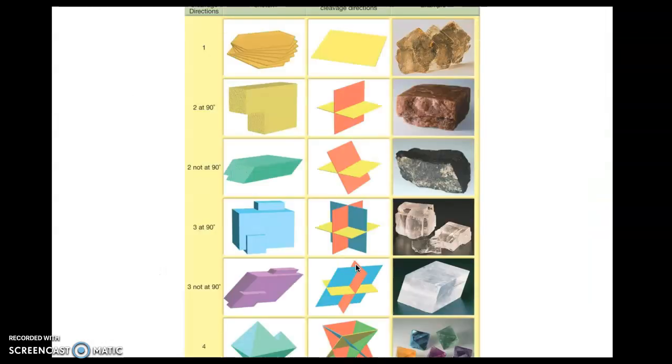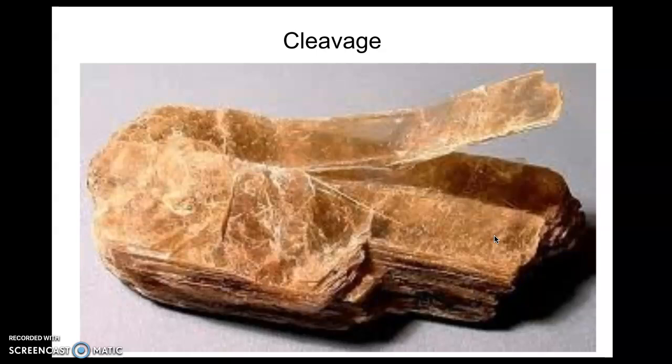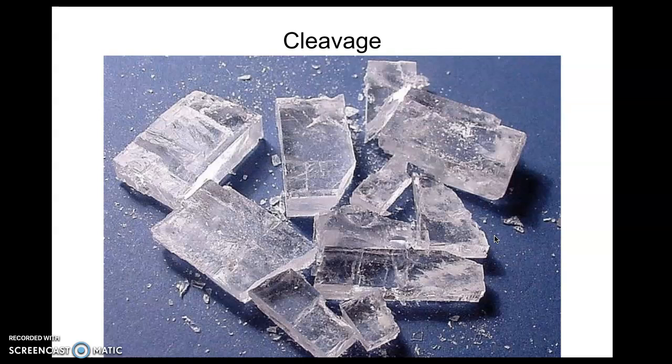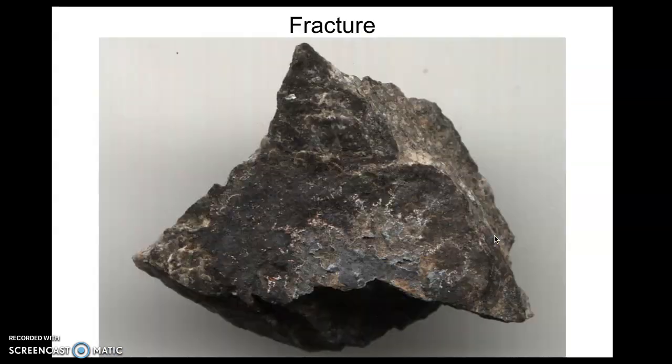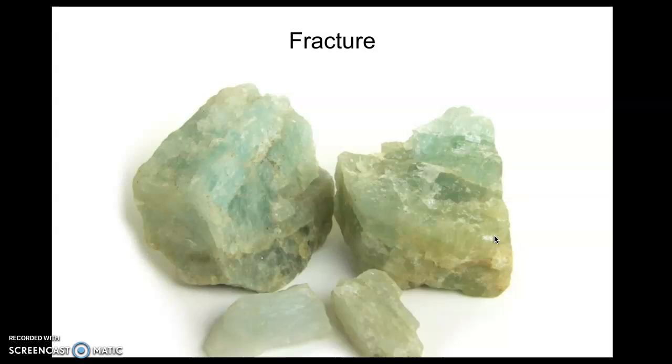And here are some different pictures of some different examples of cleavage, how minerals that have cleavage look. Usually it's pretty obvious that they're split along flat planes. Some more cleavage. This kind of peels off in layers. We'll look at this one in our lab. Here's fracture. It's more like a random rock.